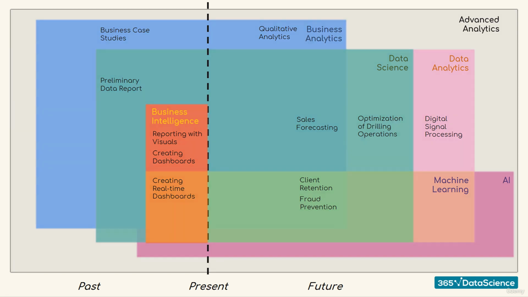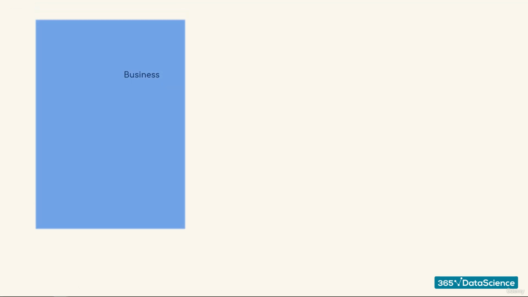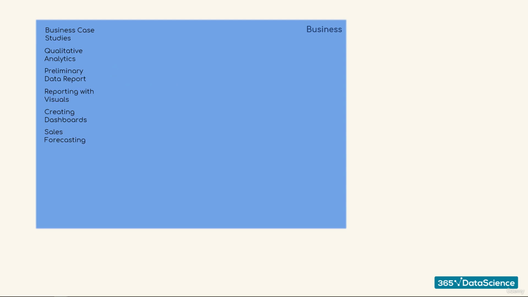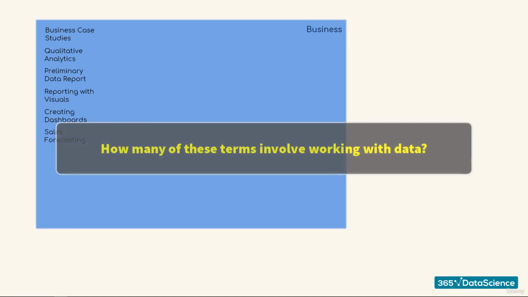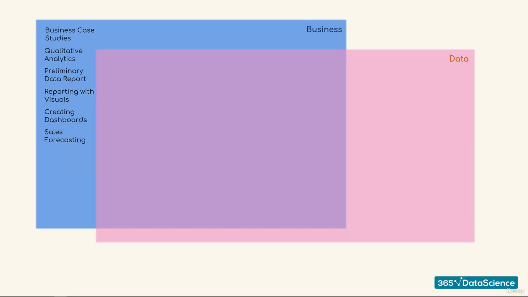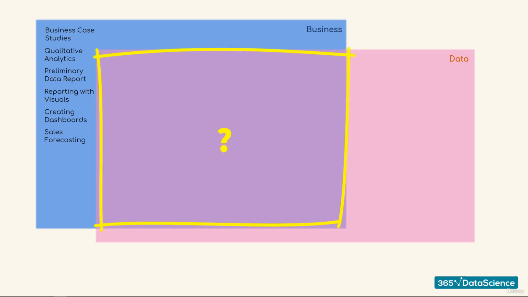Let's begin with a list of terms covering a few aspects of the business sphere. Business case studies, qualitative analytics, and so on. First, we'll enclose all the business world terms in a rectangle. Good. Following that, how many of these terms involve working with data? Another rectangle, for the activities for which data is available.